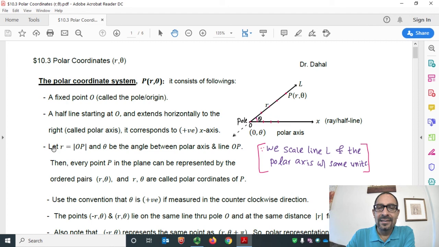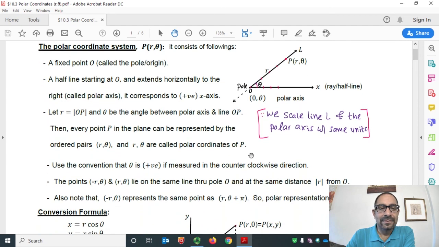Let r be the distance of a point P from the pole, and theta be the angle between the polar axis and the line OP. Then every point in the plane can be represented by the ordered pair r and theta. r is distance, theta is direction. And (r, theta) are called the polar coordinates of the point.